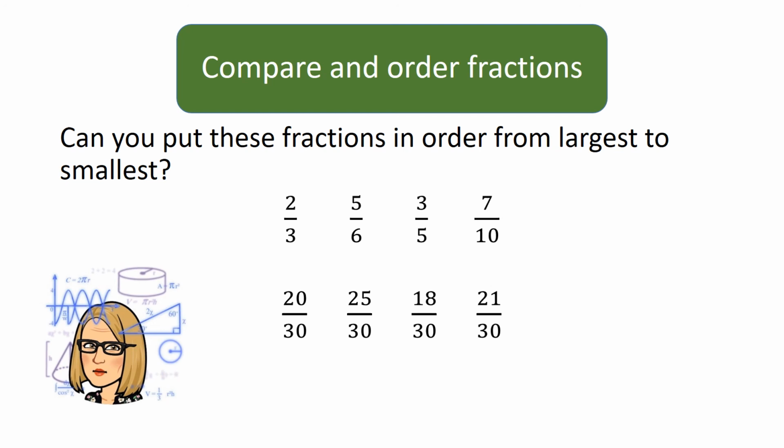Now I've got my fractions, I can put them in the right order. So I've got to put them from largest to smallest. Well, the largest one I can see here is this 25 over 30. So let's make that number 1, that's the largest. The next largest one, I've got 20, 18 and 21, it's this one. Then this is the third largest, and this is the fourth largest, or the smallest. Now I've put them in order there, from the largest one through to the smallest one.